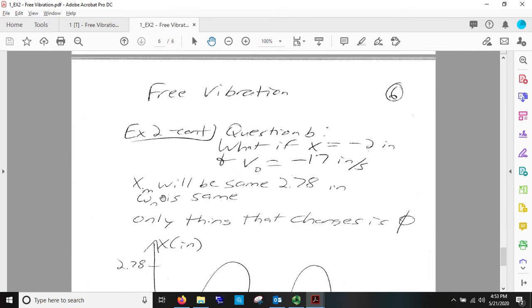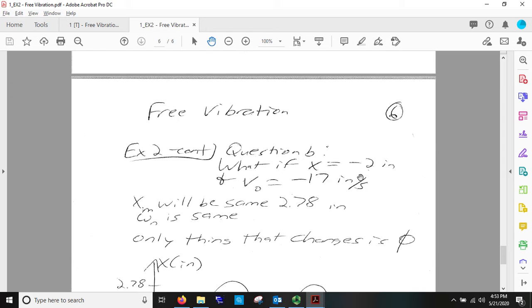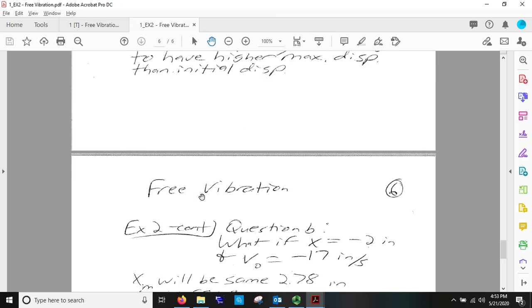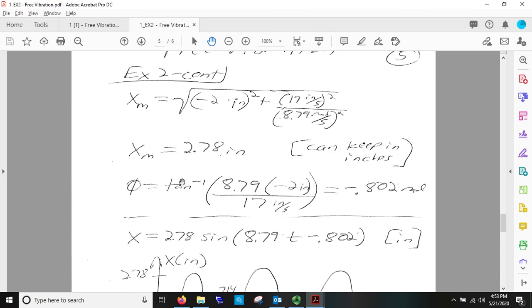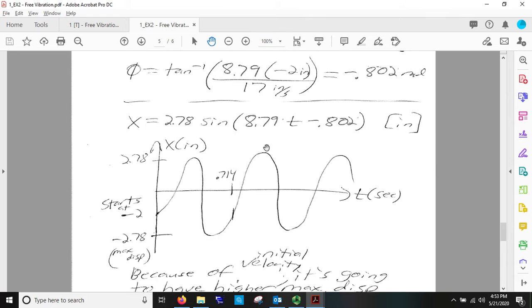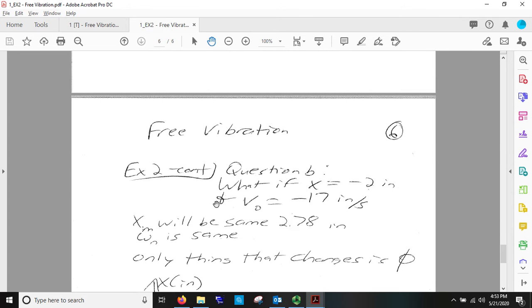Question B. What if x is -2 inches and velocity was -17 inches per second? So this is a great question. The maximum displacement will be the same, remember, because you're squaring both these terms anyway. The natural frequency is the same. So really the only thing that changes is the phase shift. So I would encourage you to recalculate the phase shift and regraph this on your own. And go ahead, we'll pause the video. And what's it look like?